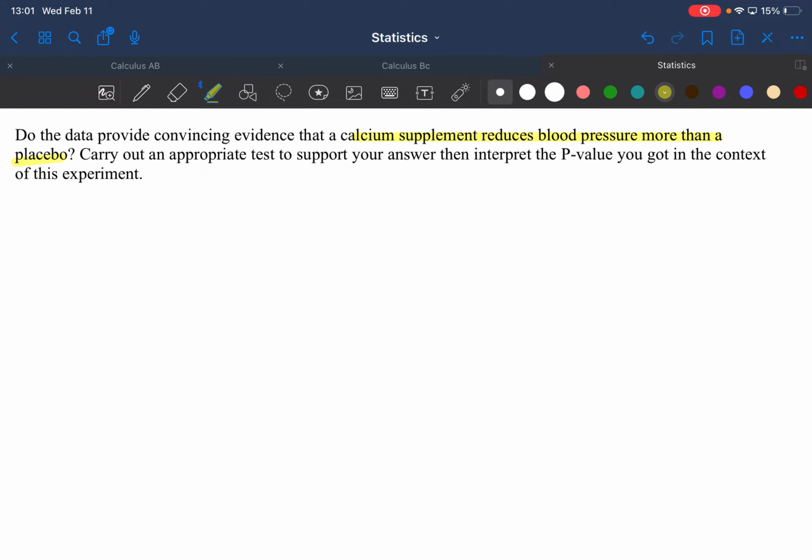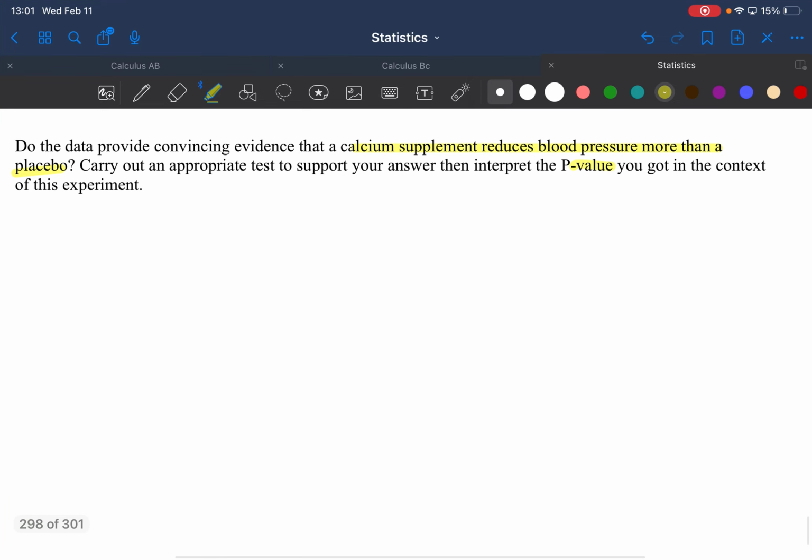right here, it says the calcium supplement reduces blood pressure more than a placebo. That tells us a directional, which means our alternative is going to be mu c greater than mu p. Okay. Remember, if we do not see a directional, then we put not equals.